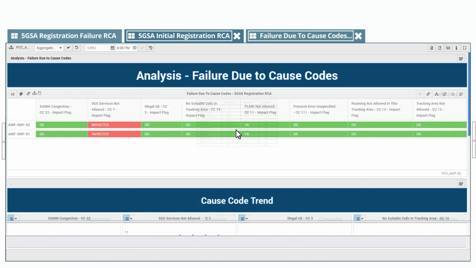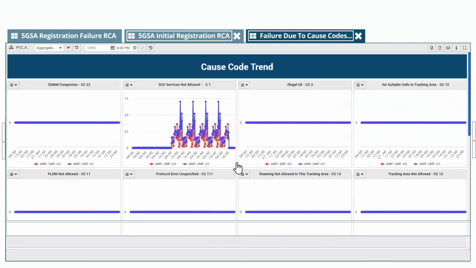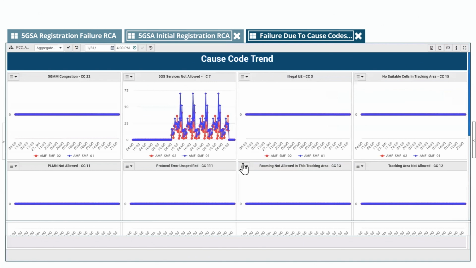In 2 clicks, I see that subscribers are being rejected with response code 7, which translates to 5G services not allowed from both the AMF and network devices. This issue started at 4 a.m. when my operations team made parameter changes for planned maintenance. That's why subscribers could not latch to the 5G network. My engineers can quickly correct the configuration.